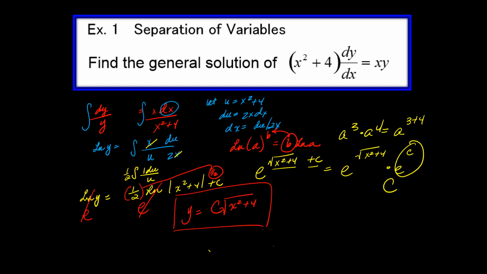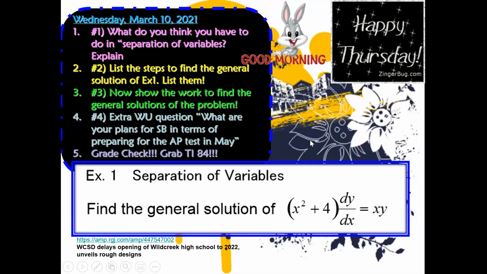e to the c is just going to be a big constant, and this multiplication means that you can just bring it up to the front. All right, you guys, so with that said, let's go ahead and take a look at what we're going to be doing today.